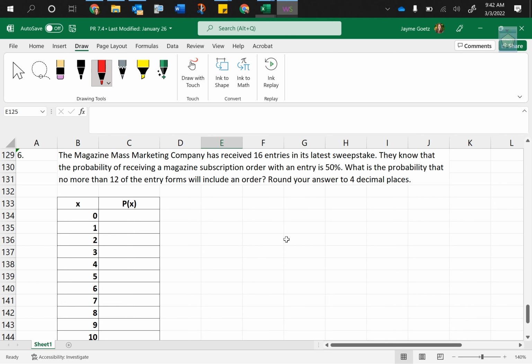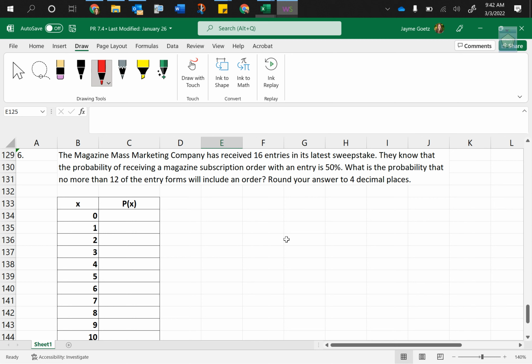The magazine mass marketing company has received 16 entries in its latest sweepstake. They know that the probability of receiving a magazine subscription order with an entry is 50%. What is the probability that no more than 12 of the entry forms will include an order? Round your answer to 4 decimal places. So what do we think?